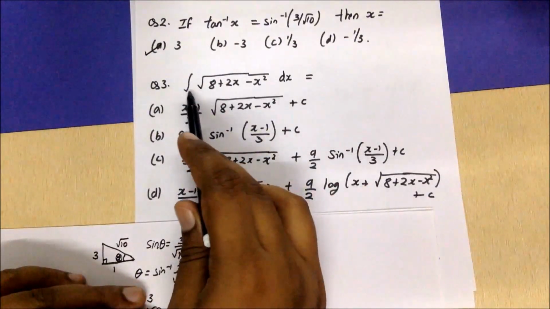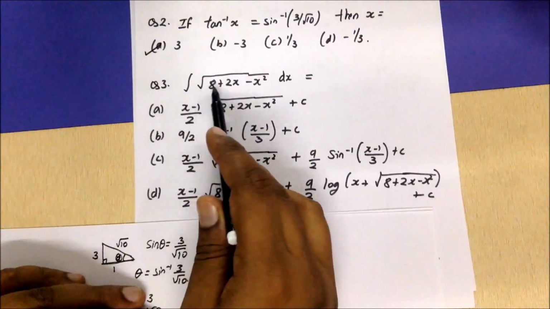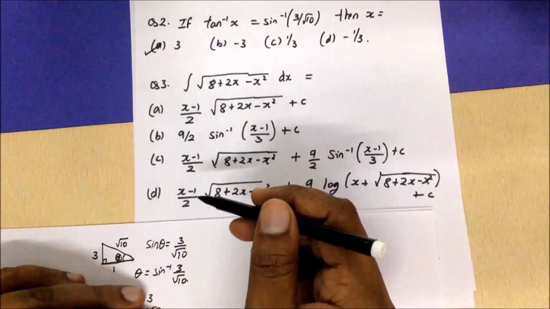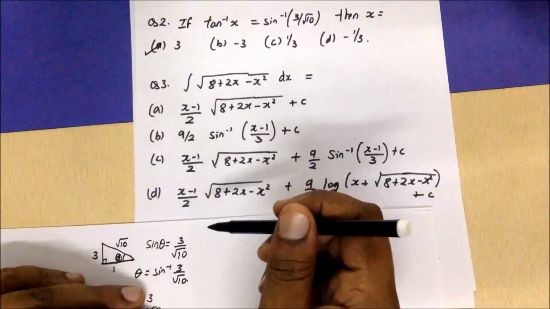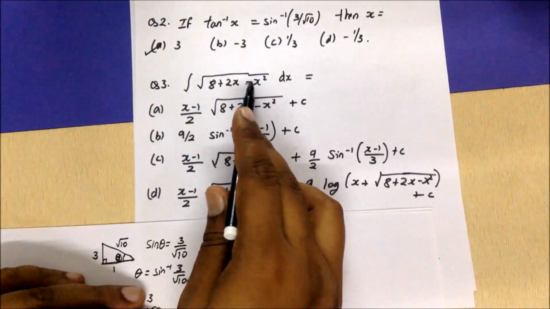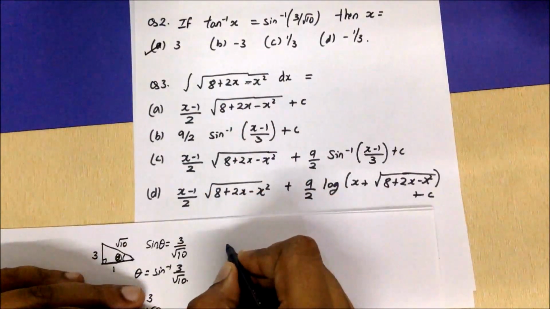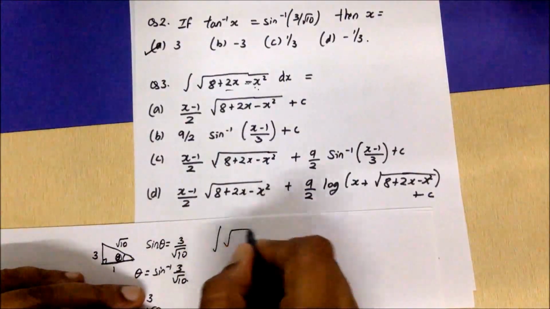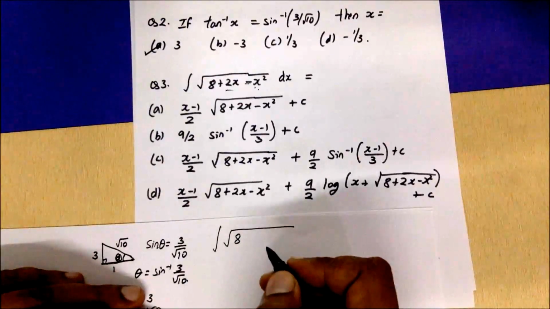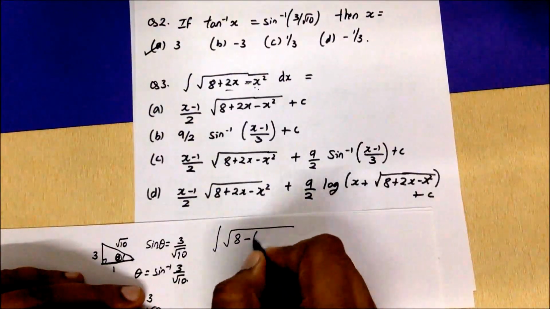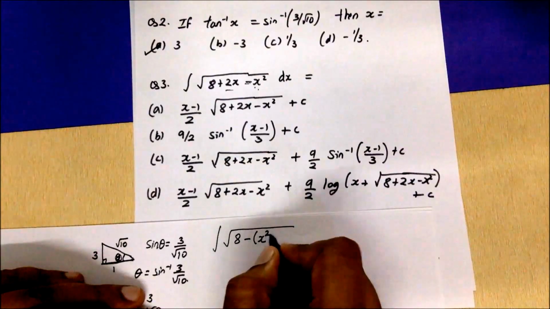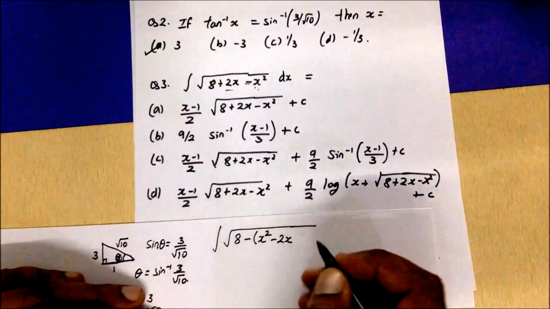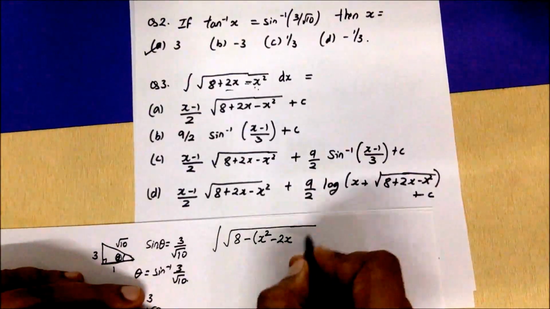Moving to the next question, we have this integration of root of 8 plus 2x minus x square. So what you have to do in such type of sums is form a perfect square of it. Whenever you are having a minus of x square, you have to take the minus common from these two terms. So you will be taking the 8 outside as it is, taking the minus sign common from there. So we'll be getting x square minus 2x. Now if you want to form a perfect square of this, it's going to be x square minus 2x plus 1.